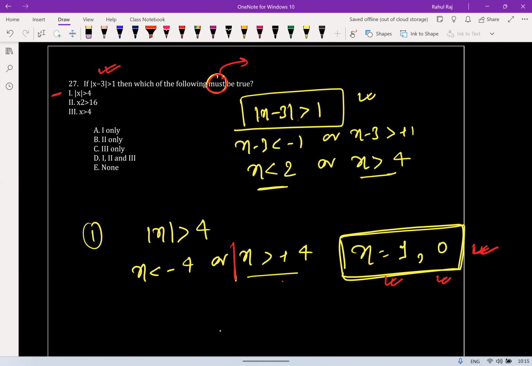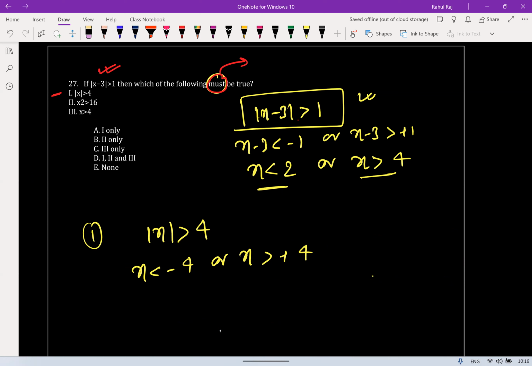If you solve both sides, you get x minus 3 greater than 1, so x is greater than 4. And x minus 3 greater than minus 1, you get x is less than 2. So I've got those two. For all such values, x less than 2 and x greater than 4, mod of x minus 3 will always be greater than 1, Alexa, right? Now, these are the three conditions given to me. Should I include this into the answer or not? Tell me this.